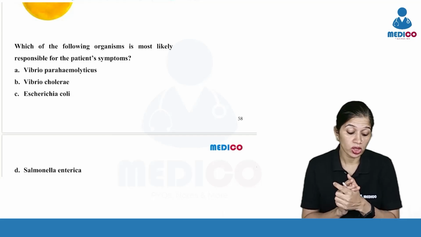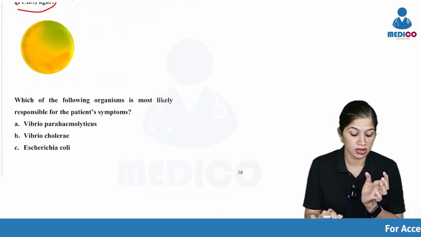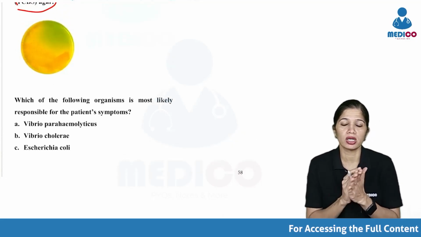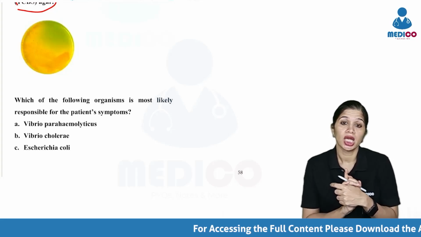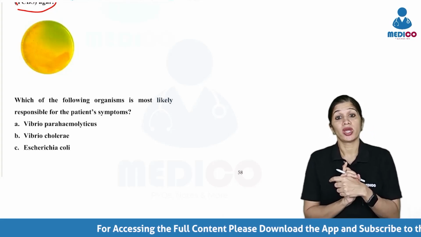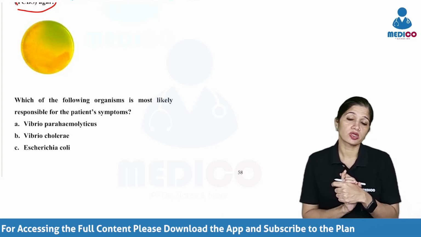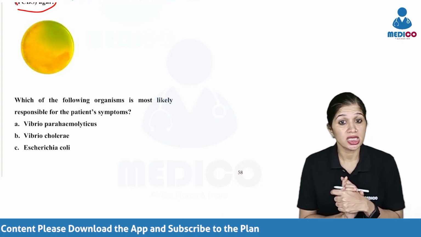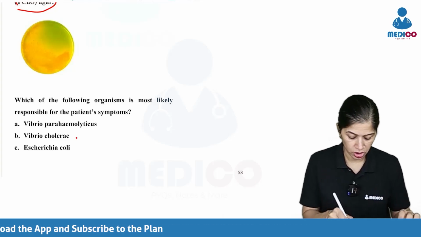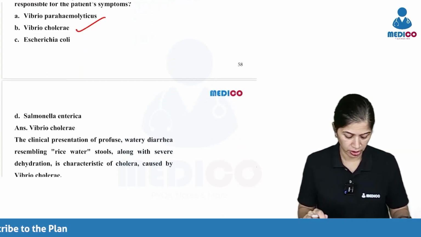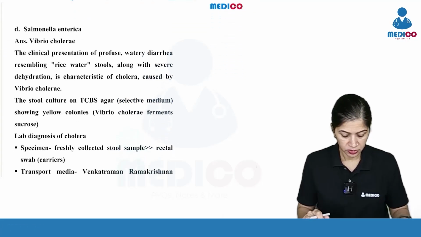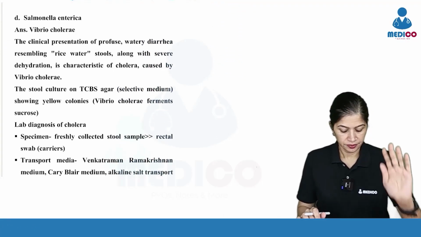Then TCBS: what is the color of the colony that you get to see here? It's a yellow colored colony. Yellow colored colony due to sucrose fermentation is seen with Vibrio cholerae, whereas green colored colonies, because of not fermenting sucrose, are seen with Vibrio parahaemolyticus. So here the answer is Vibrio cholerae.